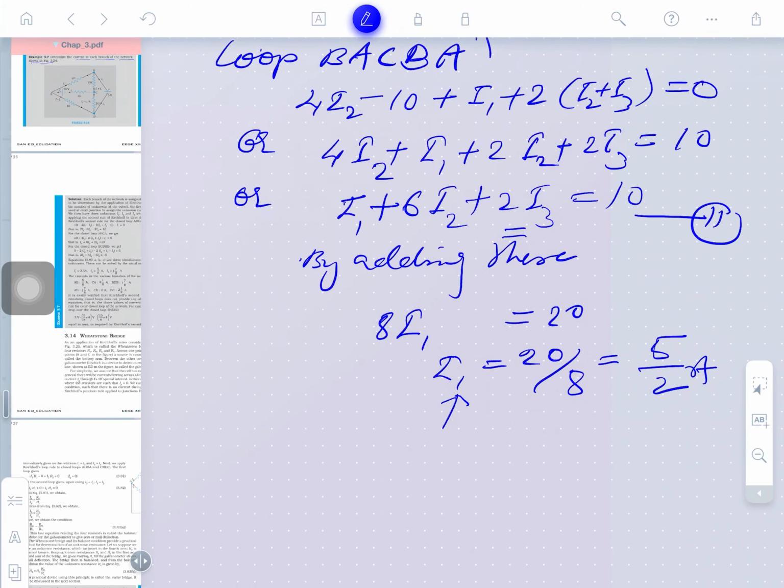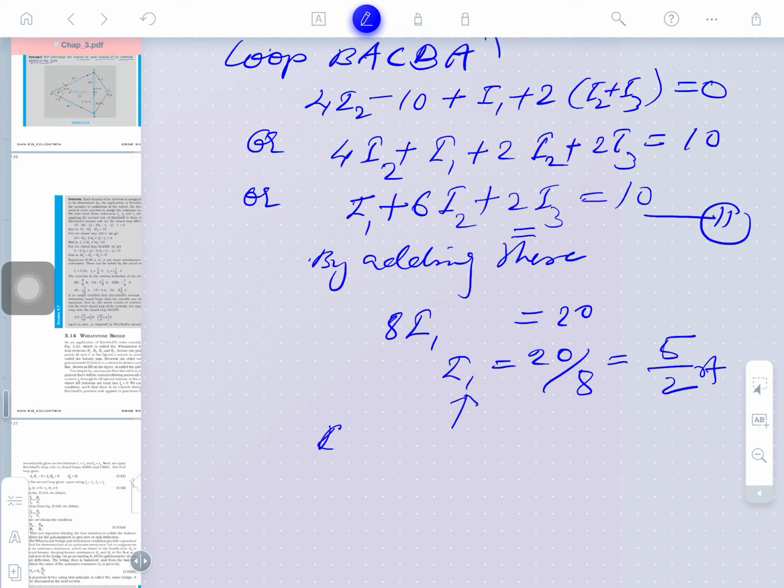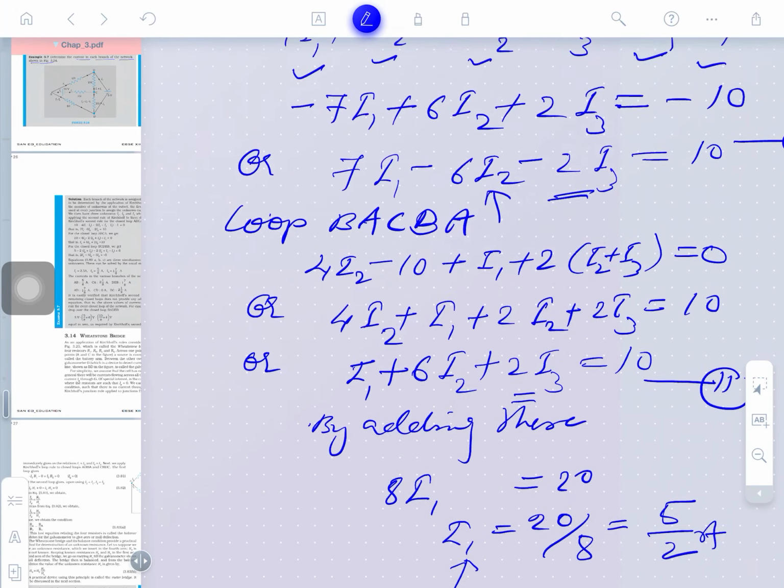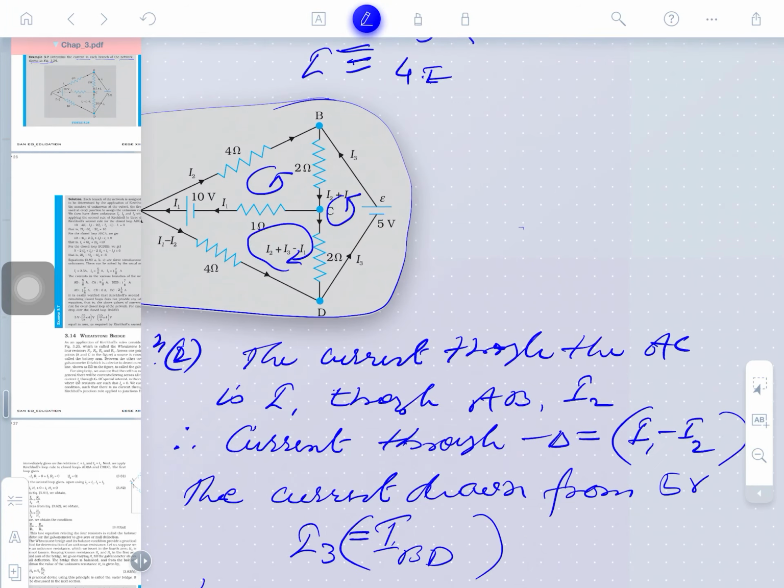Can you obtain the other also through the loop B, C, D, B? Where is that? B, C, D, and again B. Clear? This is the loop here.